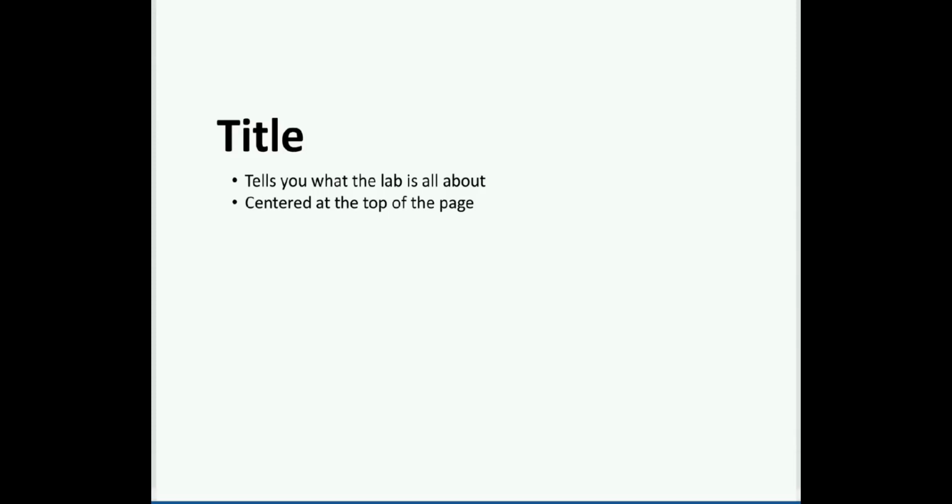Your lab report is titled something that has to do with your lab. So, for example, for the germination lab, you could say "germination lab." If it's something else, it'll be descriptive about that lab. And you want it centered at the top of your page. So, if this is your piece of paper, the title is right here.